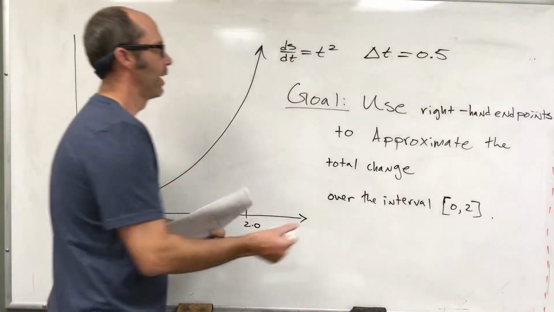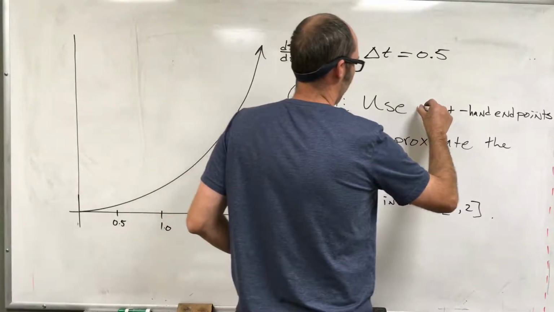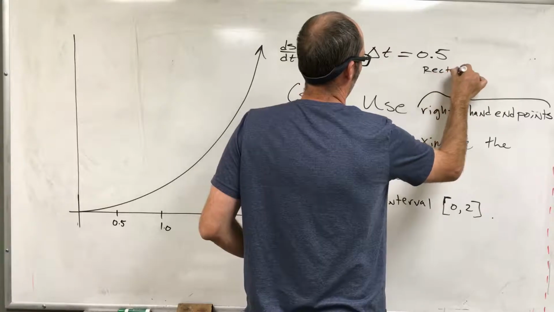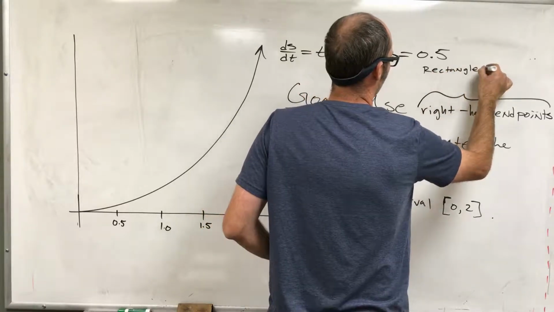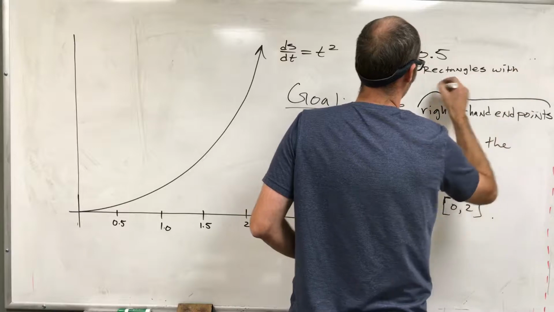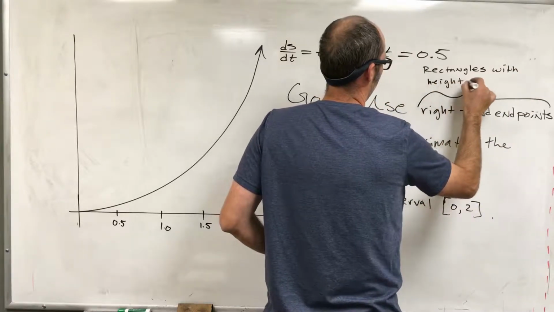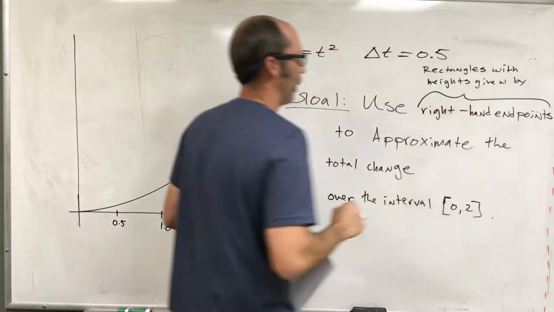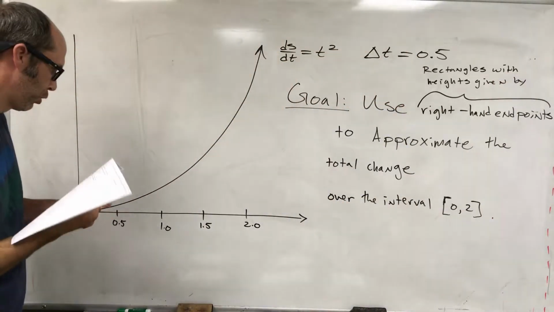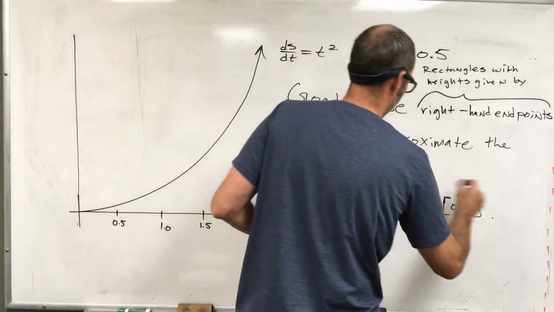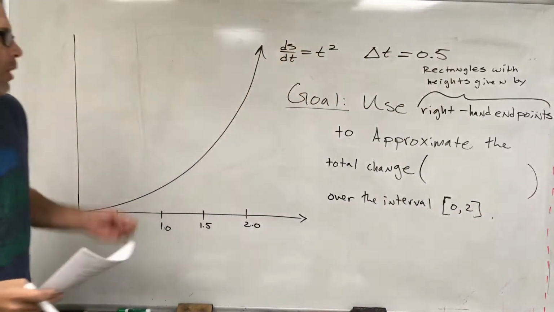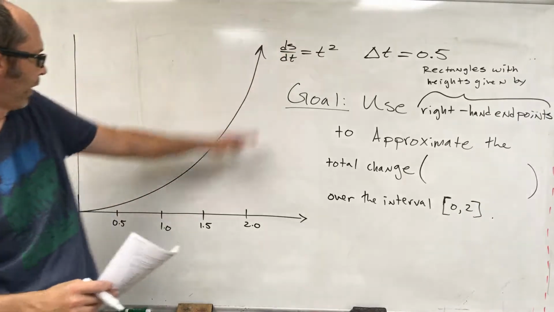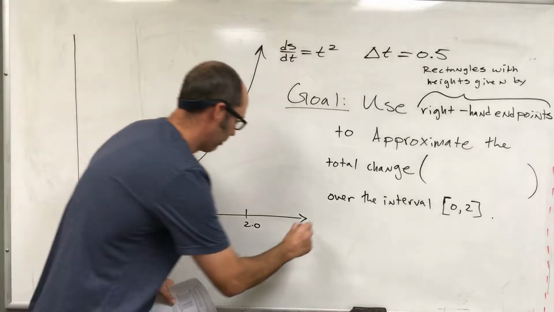Okay, so right-hand endpoints, you can think of this as rectangles. We're going to use rectangles with heights given by the right endpoint, okay? And the total change, really what this is, we're approximating the area between t squared and the t-axis.